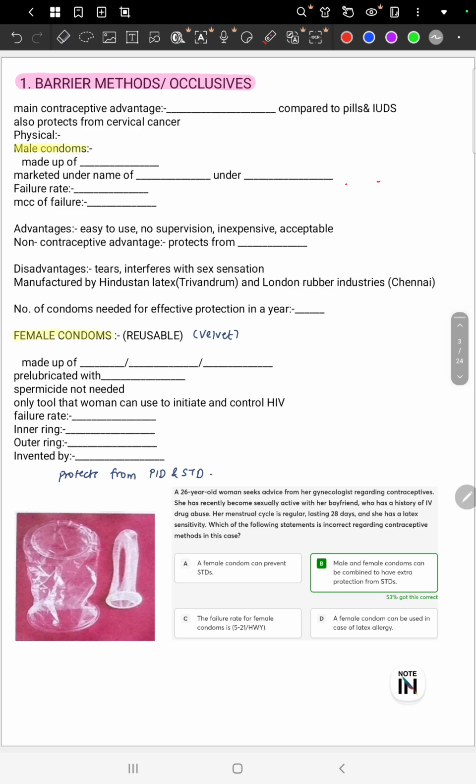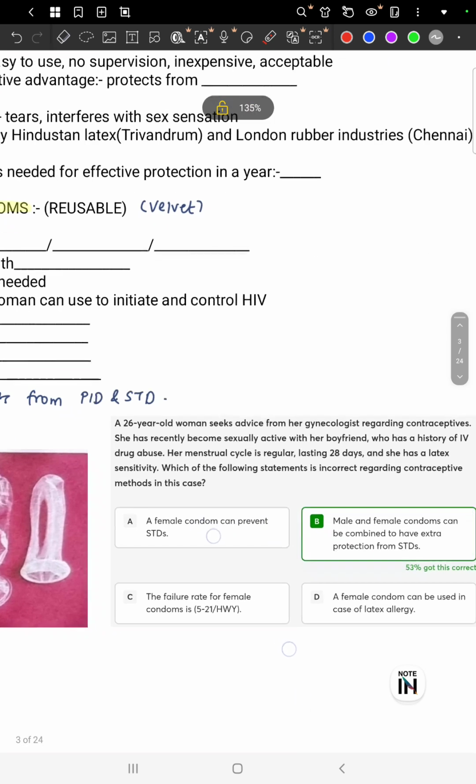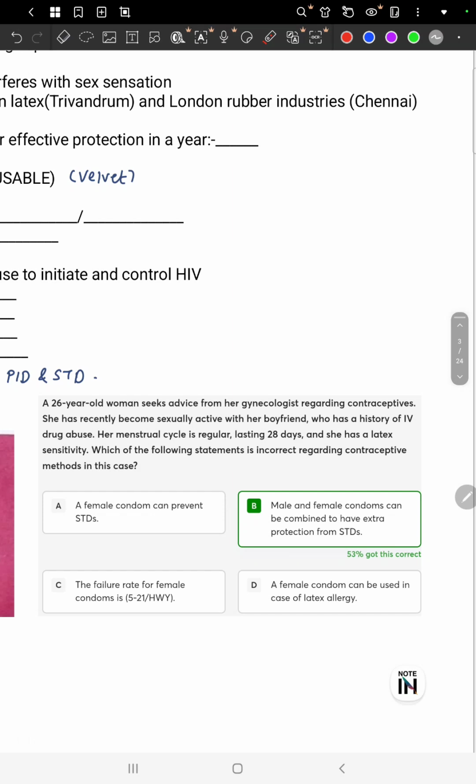Now the next important thing about this particular MCQ: a 26-year-old woman seeks help from a gynecologist regarding contraceptives. She recently became sexually active with her boyfriend. Her menstrual cycle is regular, lasting 28 days. The boyfriend has a history of IV drug abuse and has a latex condom, but however she has latex sensitivity. So which is the incorrect statement?